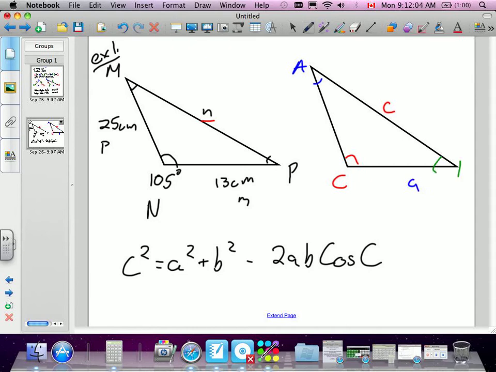And then I'm going to plug in the values they've given us. Side B was 25 centimeters, angle C is 105 degrees, and side A was 13 centimeters. Okay? So with that information, I'm now going to plug them into our equation.